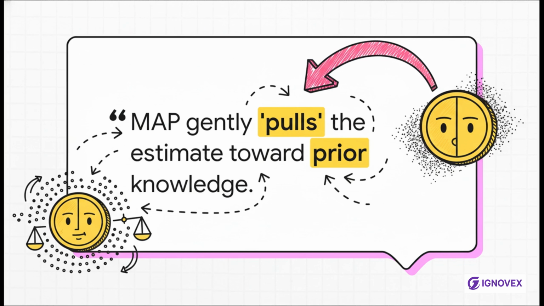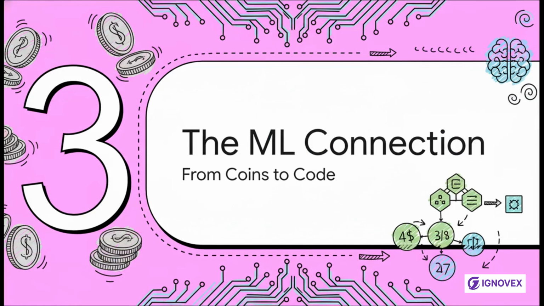So the final answer is going to be somewhere in between, maybe 70%, maybe 75%. It's a much more reasonable guess given we only flipped the coin 10 times. Okay, so this is a pretty neat statistical trick for figuring out coin flips, but why does it really matter today? Right, let's shift gears now and reveal the deep connection this has to the world of AI and machine learning.